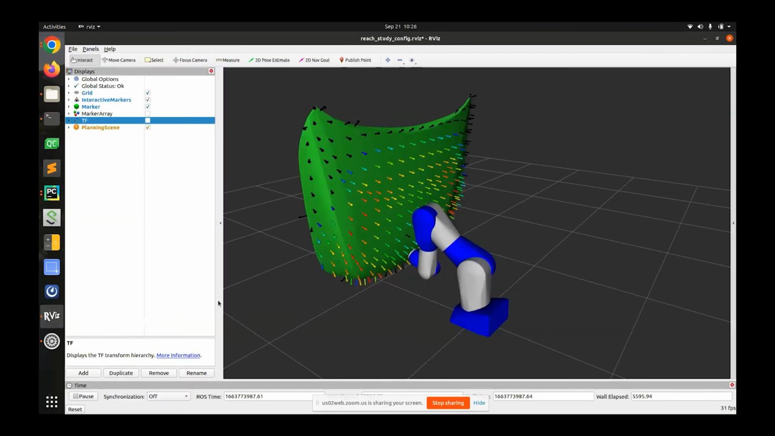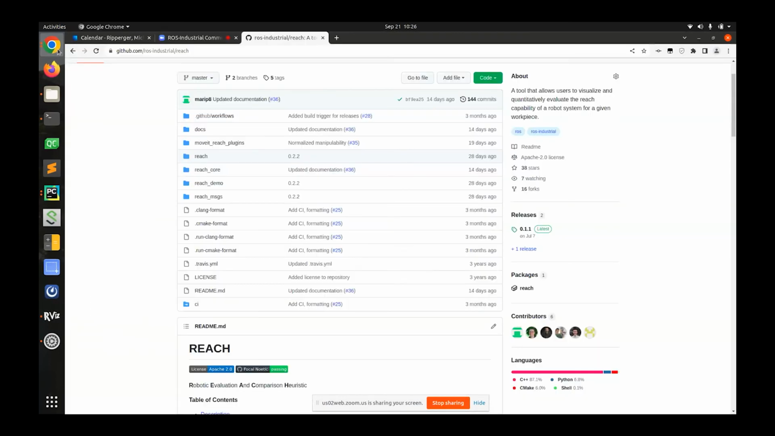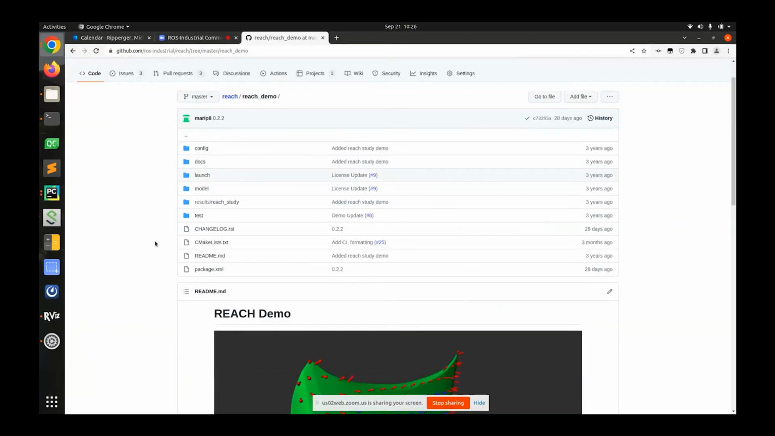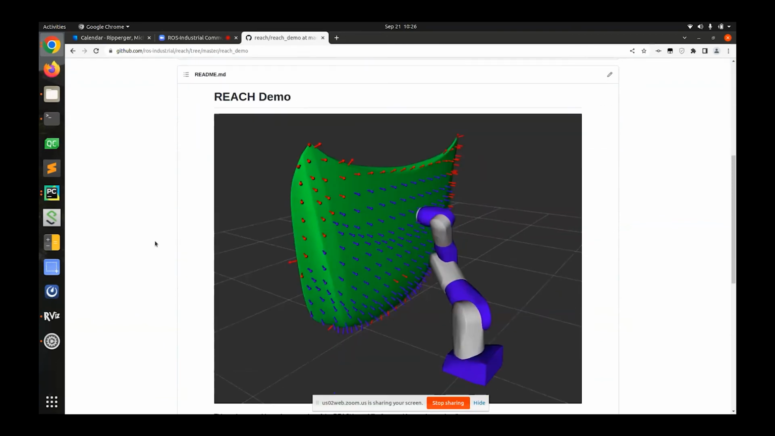So I've got a quick show and tell of some of the other stuff that we've been doing with this as well. We actually have a demo that's runnable to show you how this reach study works for this particular application. We just have a hood of a car and a robot here. So you can download this and build it and run it.